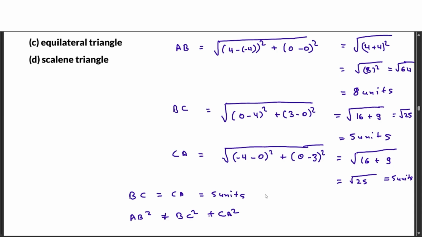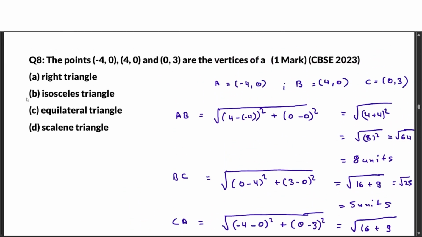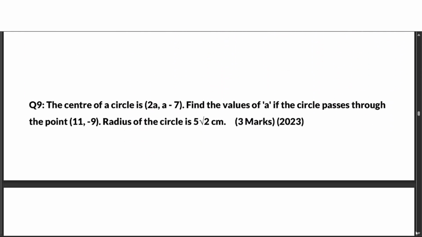So it is forming which type of triangle? Isosceles triangle. So we can say option B is the correct option. An equilateral triangle, you already know all sides are equal, and a scalene triangle means all sides are unequal. Hope it's clear. Now coming to the next question.